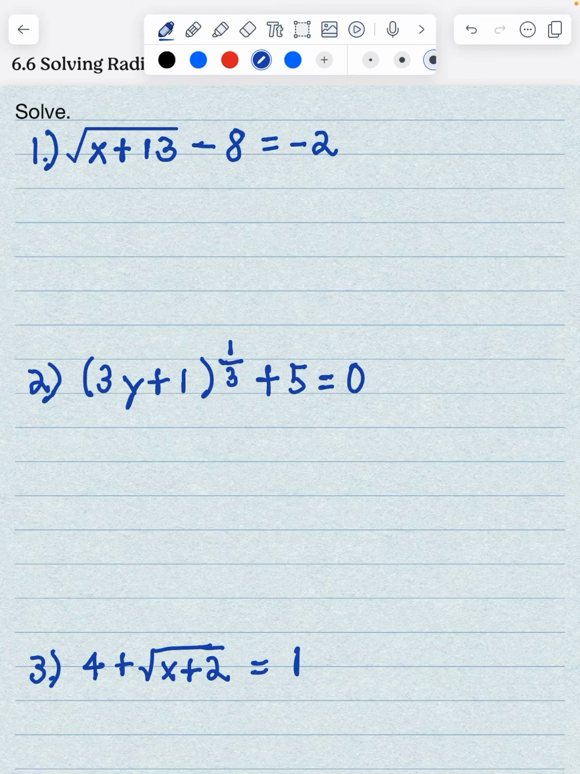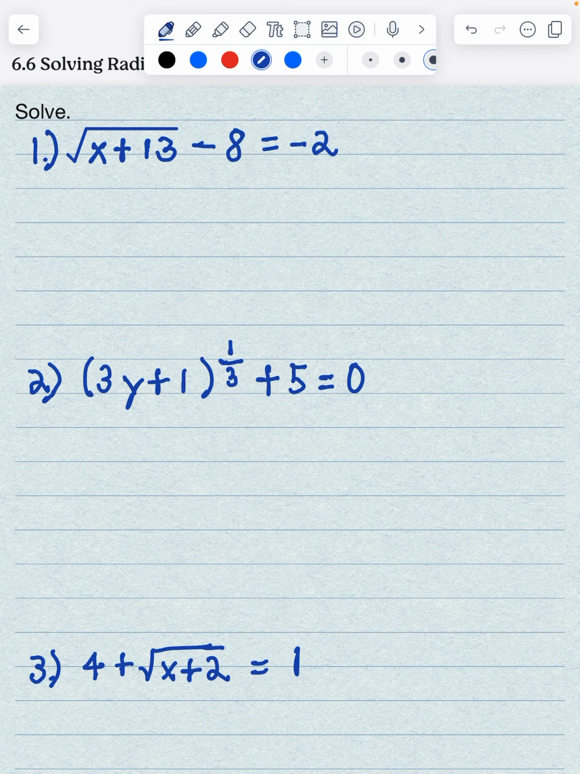This is the lesson for section 6.6, solving radical equations. To solve a radical equation, an equation that contains a radical expression or an expression with rational exponents, isolate the radical expression or expression with rational exponent and raise each side to a power that eliminates the radical or rational exponent. Then solve the resulting equation and always check your result to make sure it's valid in the original equation.